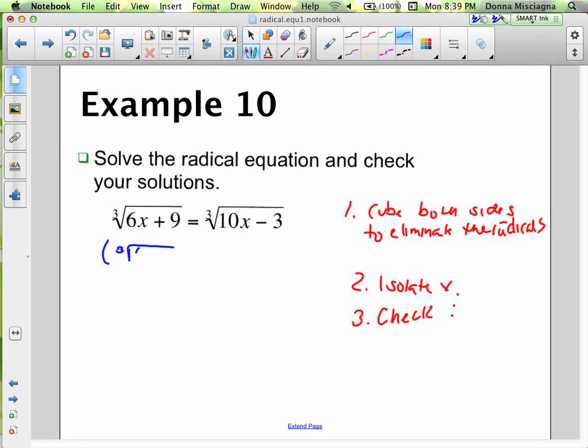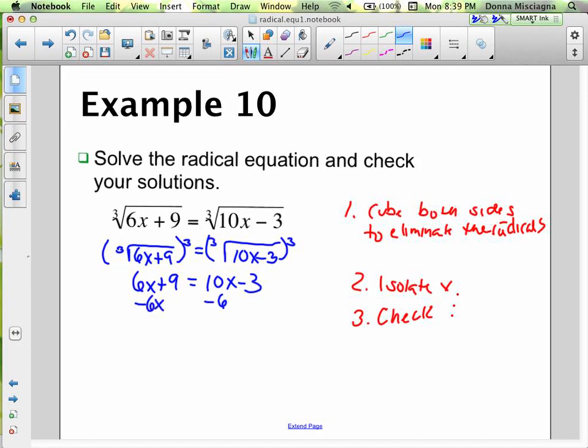So we have the cube root of 6x plus 9 cubed equals the cube root of 10x minus 3 cubed. Cube and cube root cancel on both sides. We have 6x plus 9 equals 10x minus 3. And now we're just going to solve for x. So we'll subtract 6x from both sides. So we have 9 equals 4x minus 3. And then add 3 to both sides. 12 equals 4x. And then divide by 4. So 3 is x. That's our solution.